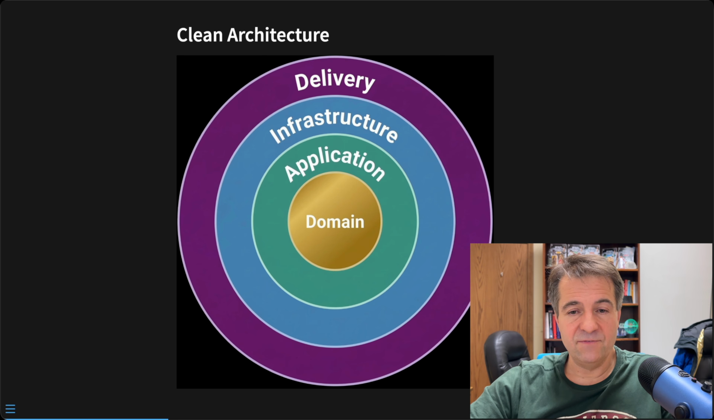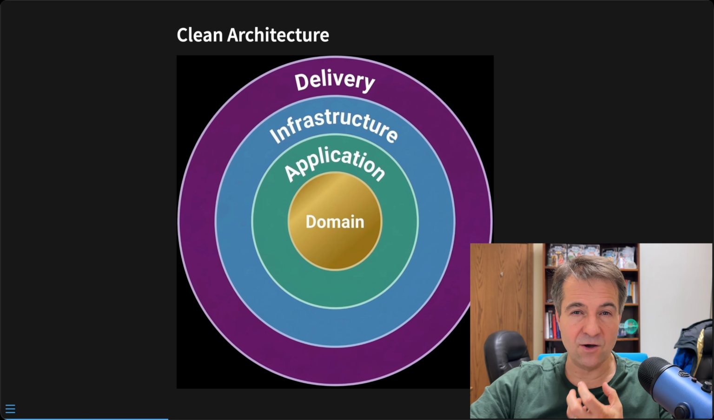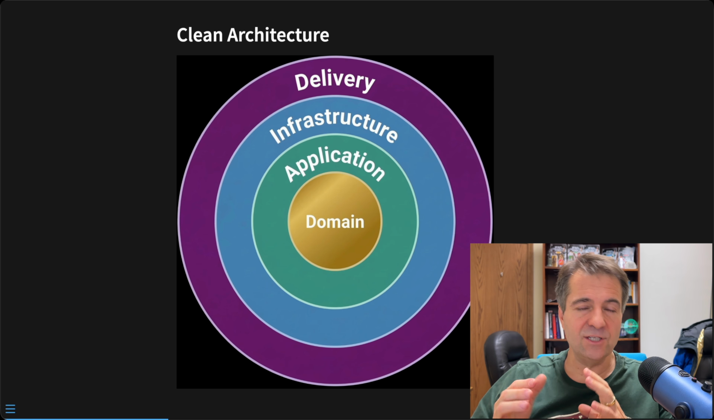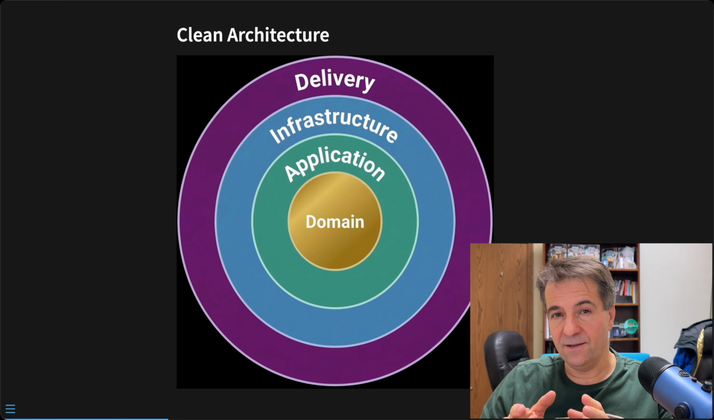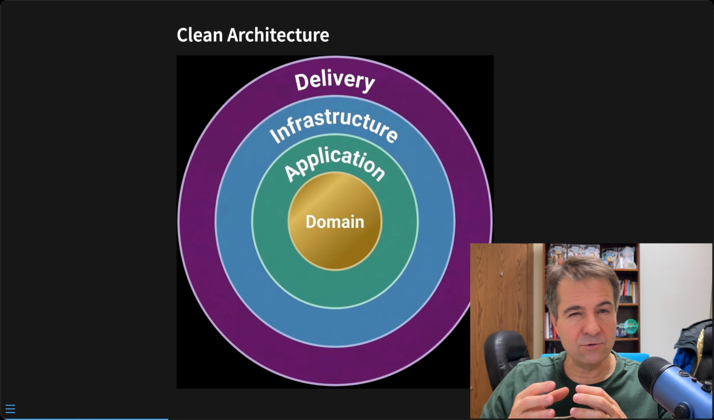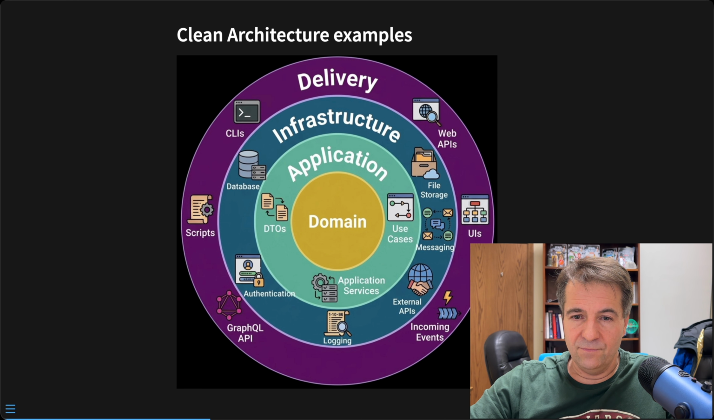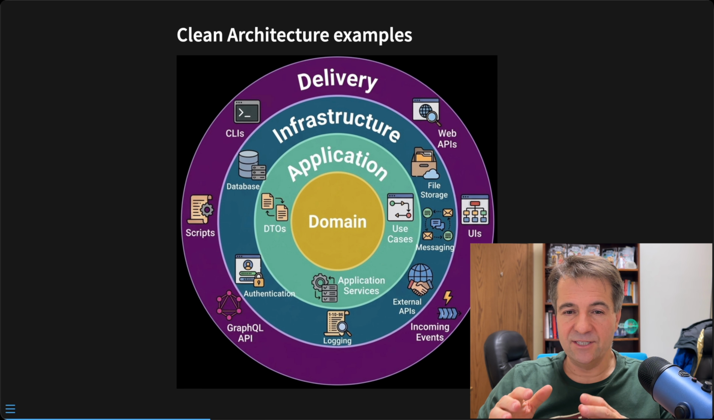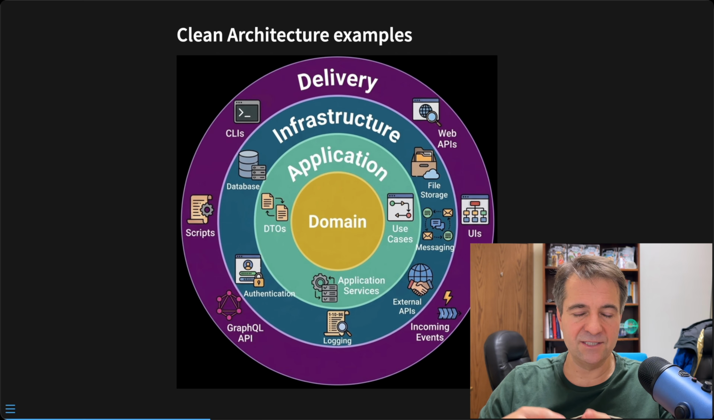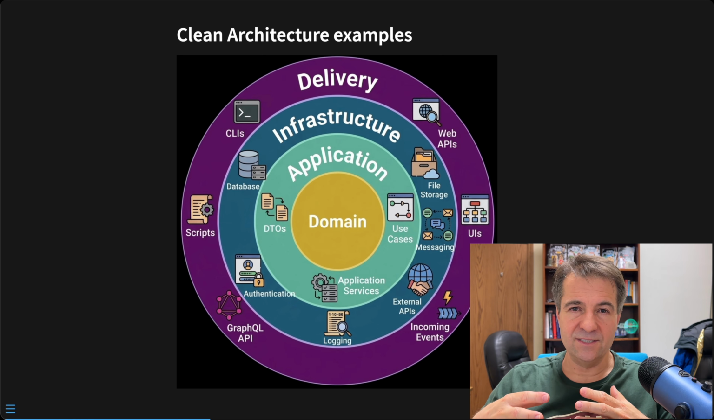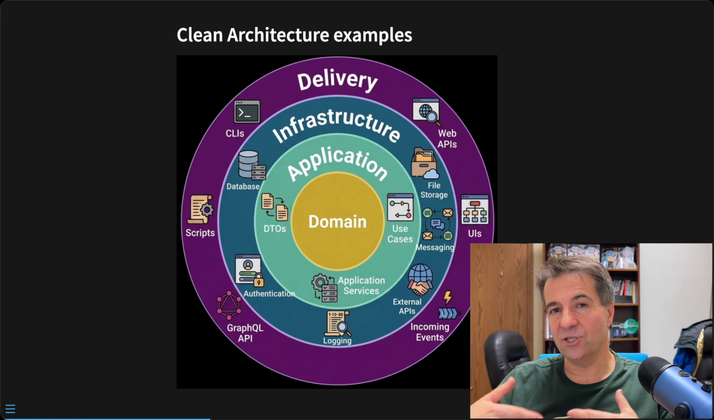This is a visual overview of the layers: delivery on the outside, dependencies pointing inwards, infrastructure, application, and domain is the heart of the system. The application layer is like an API that works with the domain. So they go hand in hand. I just put these on here so you can see when we're talking about the outer layer: command line interfaces, web APIs, user interfaces, incoming events, GraphQL API, scripts. Those are the entry points. That's where you deliver your application logic to.